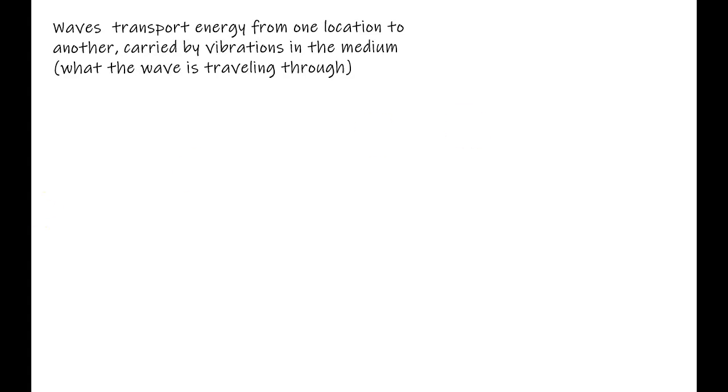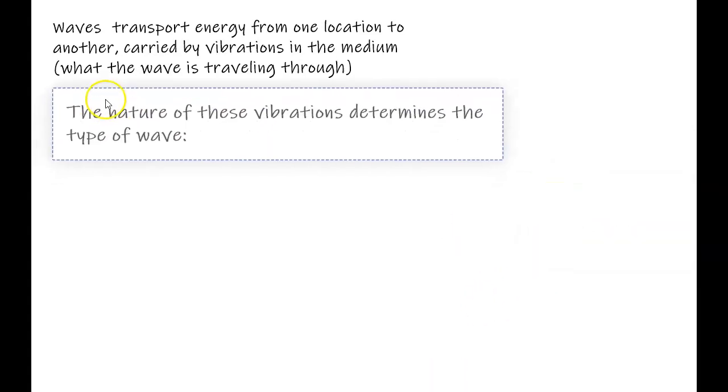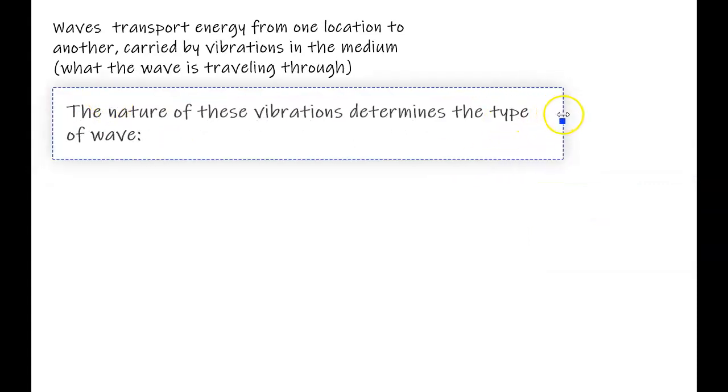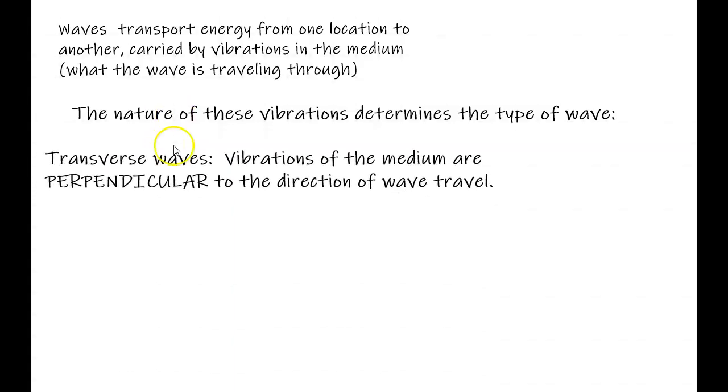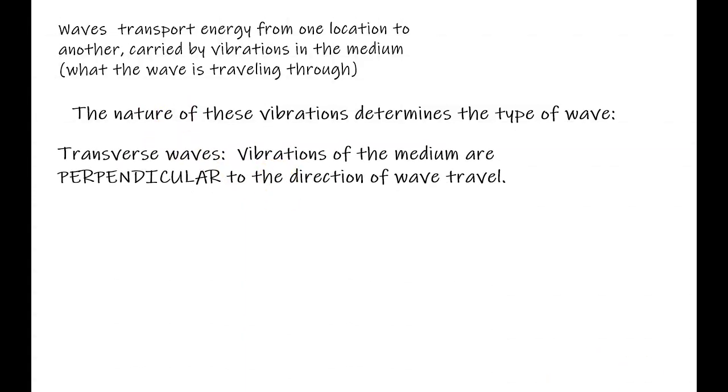And the nature of these vibrations is what's going to determine the type of wave that we're dealing with, whether it's transverse or longitudinal. So the different types of waves, longitudinal and transverse, we have, where'd my definition go? There it is. Transverse waves are happening when the vibrations of the medium are perpendicular to the direction of wave travel. That is similar to what we saw in the slinky.